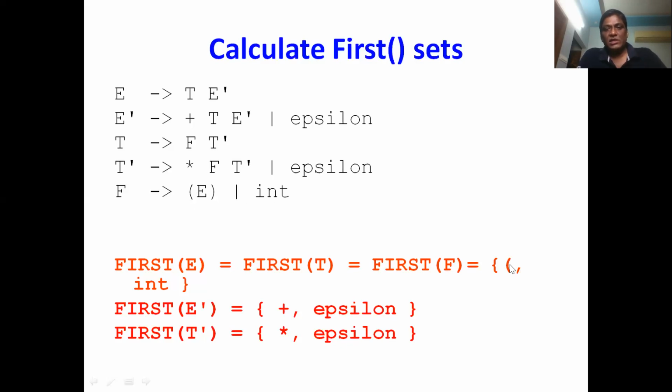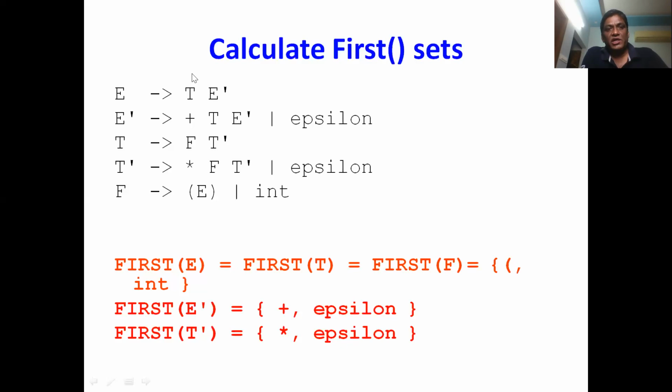Here you need to remember one important thing while calculating the first. Suppose you have a number of variables like this, and unfortunately first of T contains epsilon. Assume this. If first of T contains epsilon, then you need to take first of T union first of E dash also. I repeat, first of E is equal to first of T.